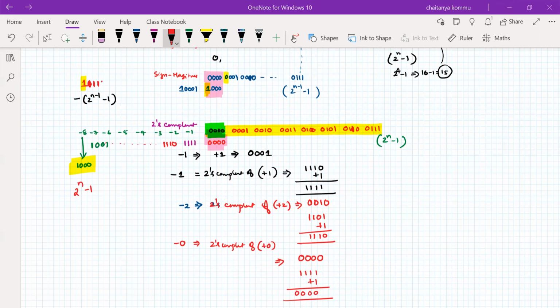What is this value, minus 8? Anyone from the class? I'm requesting you. Minus 8, how do we represent it? What is the magnitude representation for that? What is its range actually? I want to see the range of that one. Anyone from the class? As we have seen so many times. Minus 1, sir? Minus 1, it's not like that.